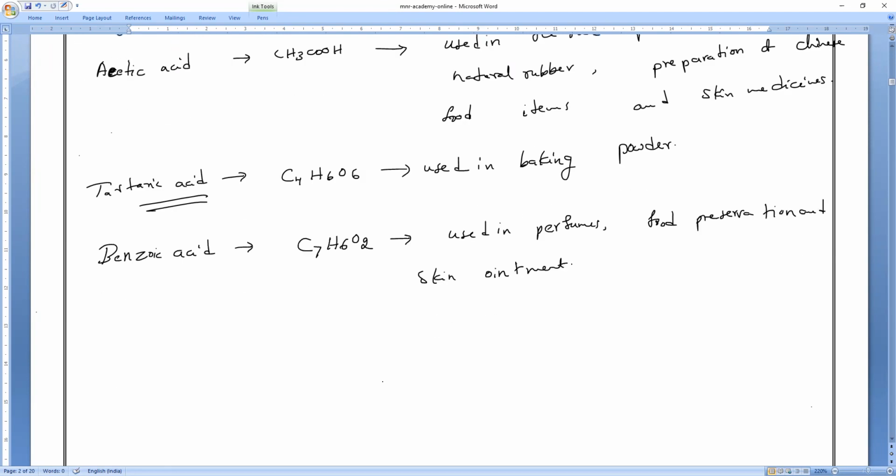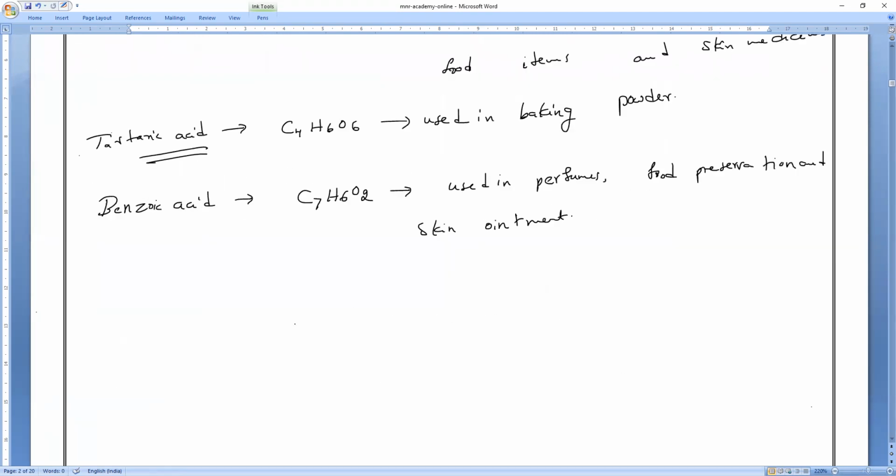So that is the purpose they will use this one. Next, we all know lactic acid. What is the source of lactic acid, everybody? Milk. Lactic acid, sour milk. Yes, please. So the formula is C3H6O3.